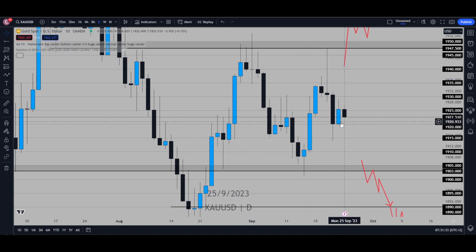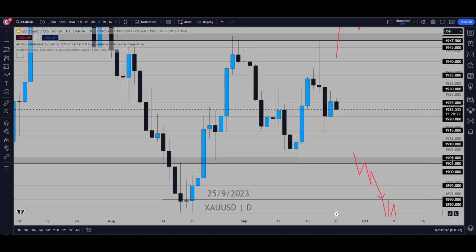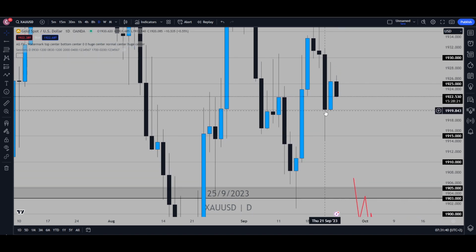I would think if we could break below 1920, we could easily fill that wick from Thursday's candle, and like I say, looking to move down here into 1910, 1905.